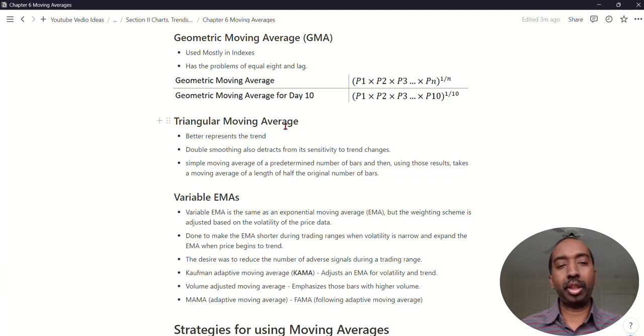It better represents the trend. Double smoothing also detracts from its sensitivity to trend changes.